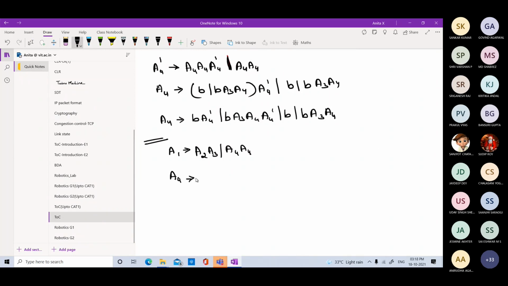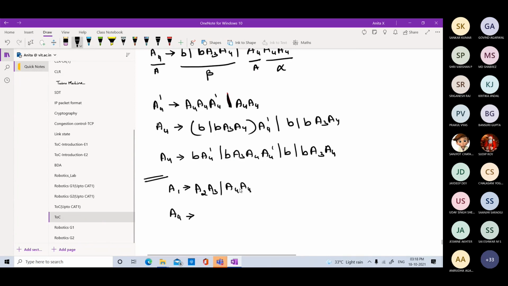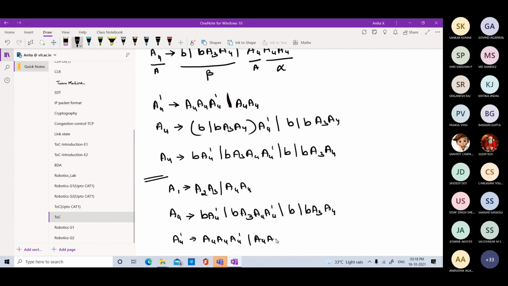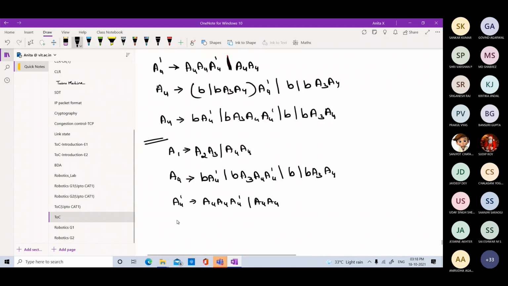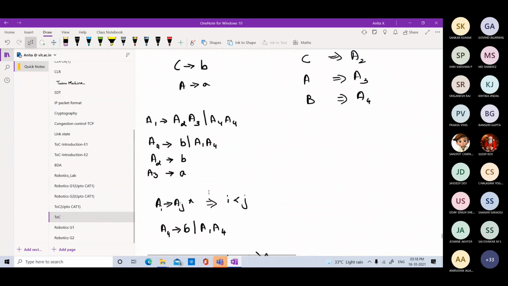Then A4 derives B A4 dash, B A3, A4, A4 dash, A4. A4 dash derives A4, A4, derives B and A3 derives A. Okay, the same grammar, I'm just again rewriting that, that's it.